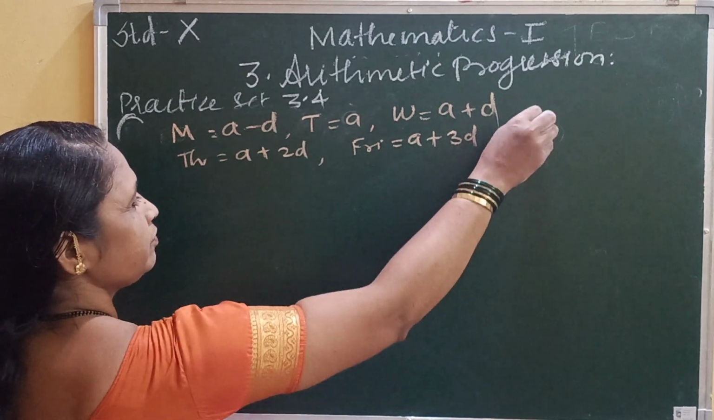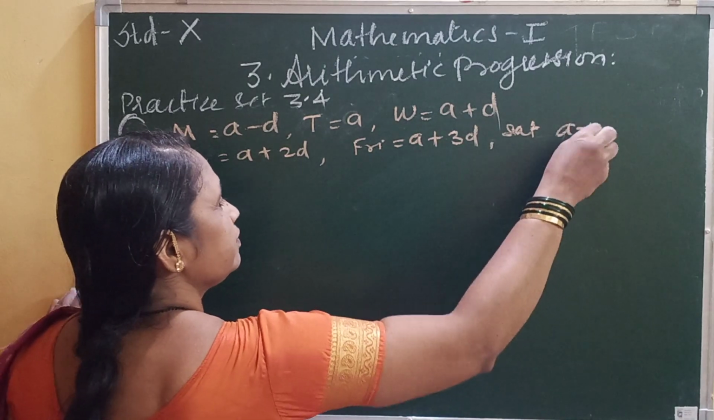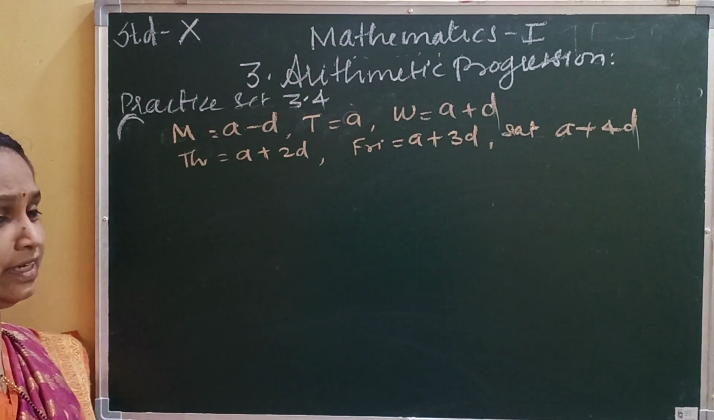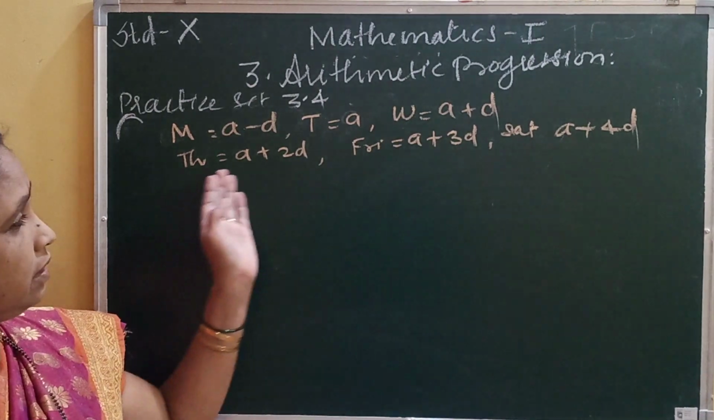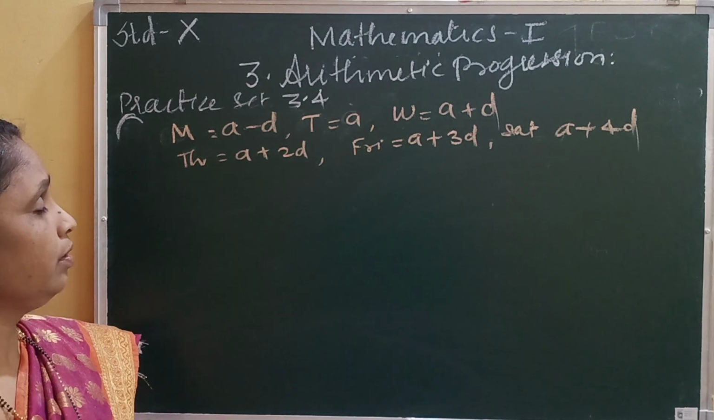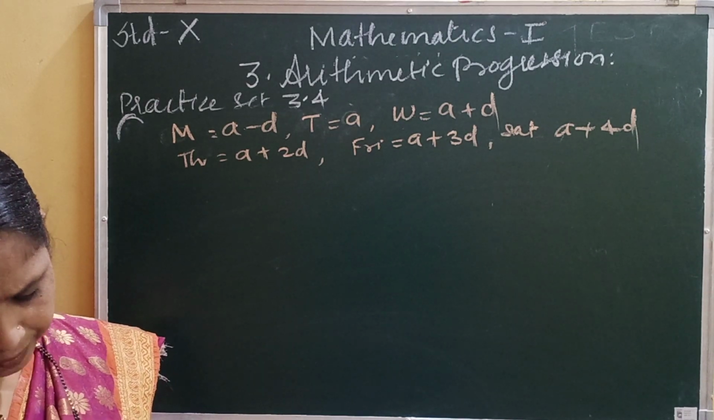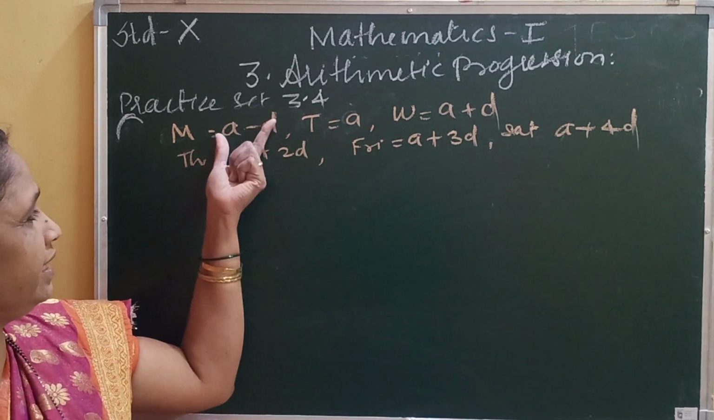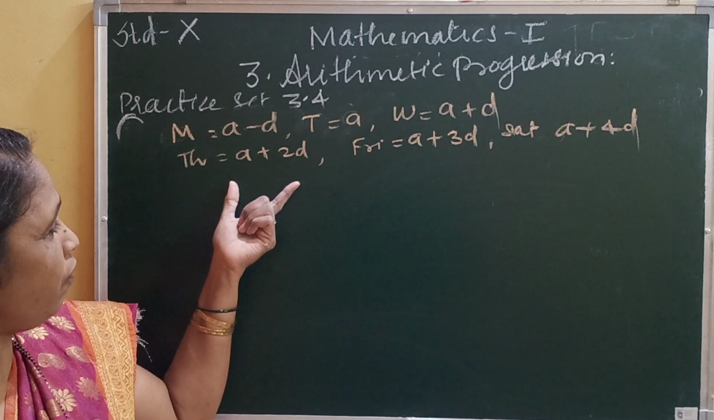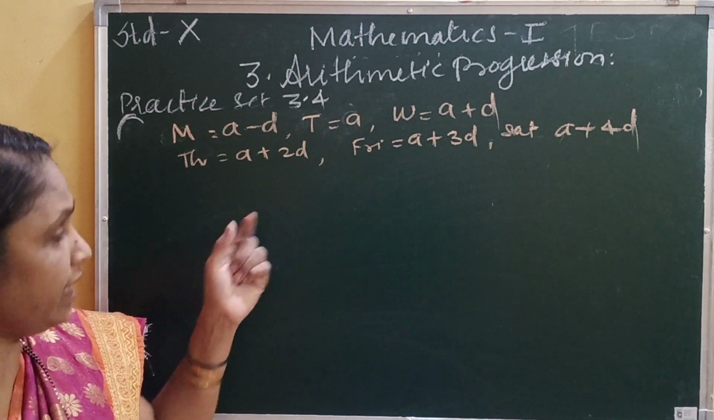And Saturday's will be A plus 4D. Okay, like this it is there. Then these are the temperatures of Monday to Saturday. Now in this what they said, the sum of temperature of Monday and Saturday is equal to 5 more than the sum of the Tuesday and Saturday.